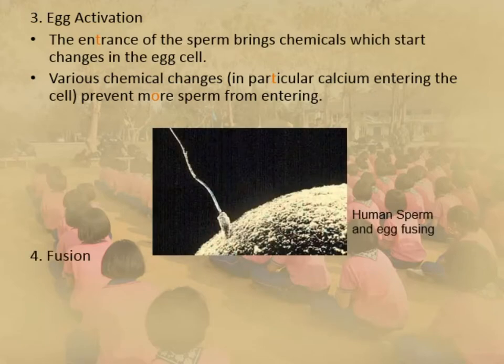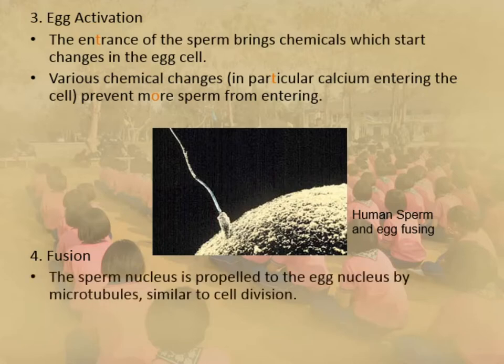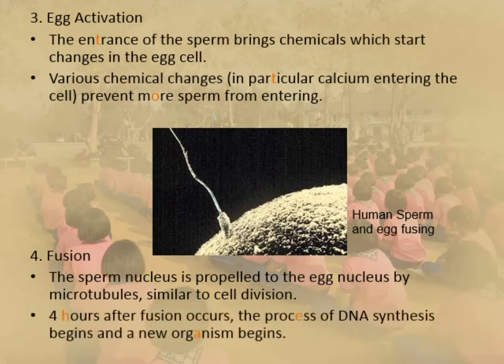So there is the fusion of a human sperm and egg, and that is the process when the nucleus is absorbed into the egg nucleus, and it is similar to cell division when microtubule fibers connect to the sperm and pull it inside. So around 4 hours after the fusion occurs, the process of DNA synthesis begins and a new organism starts.